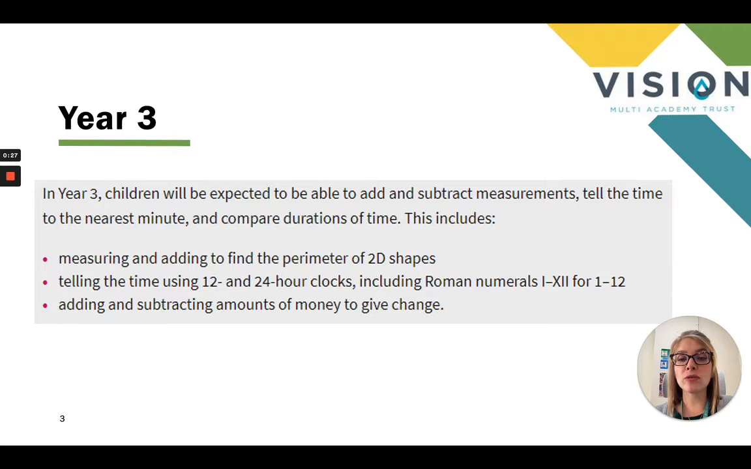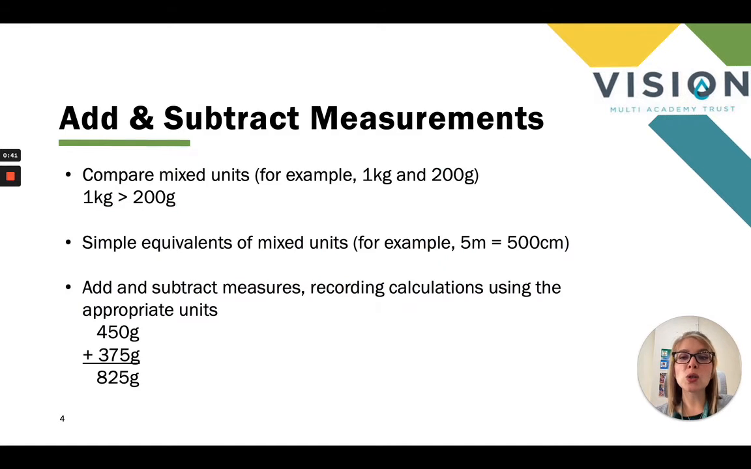So we're going to be measuring and adding to find perimeter of 2D shapes. We'll be telling the time using 12 and 24-hour clocks, including Roman numerals for numbers, as well as adding and subtracting amounts of money to give change. So let's have a look at adding and subtracting measurements.